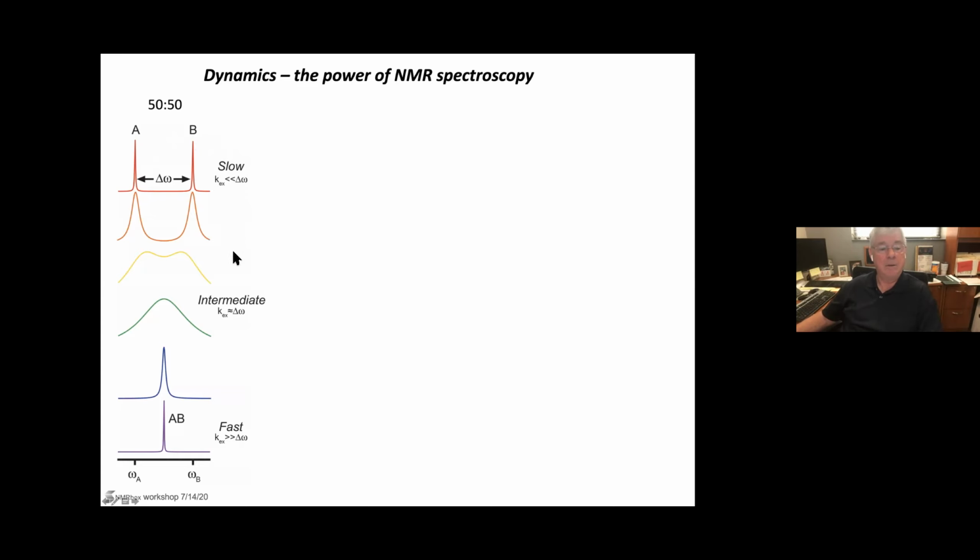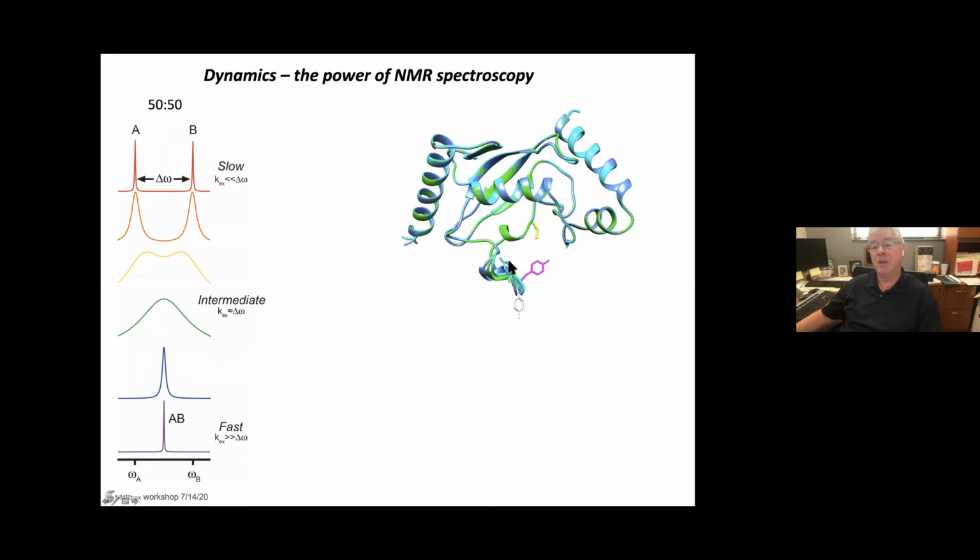Now, coming down from the top, if you start to increase KEX, first you see the lines broaden. They coalesce at intermediate, where KEX is approximately equal to delta omega. This can be so broad you don't see it in some cases. Small molecules, you can see this coalescence. Large molecules, often this is invisible. And then as you continue to speed up, it goes to a narrow line. And so if it's exchanging fast, even if it's 50-50, you see a peak at the center, at the population weighted case.